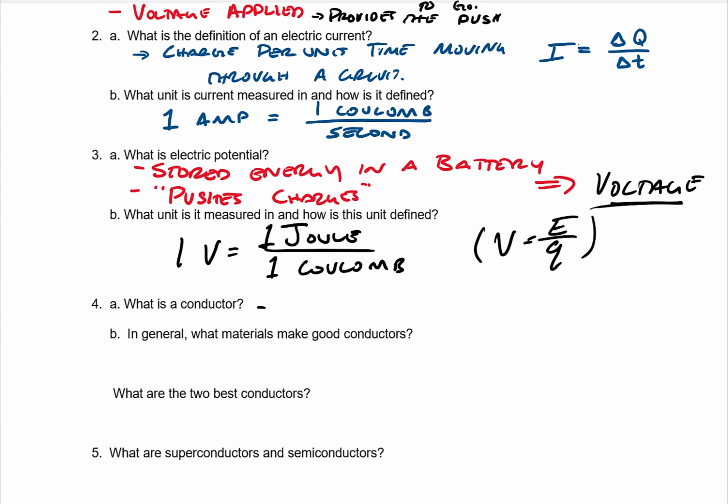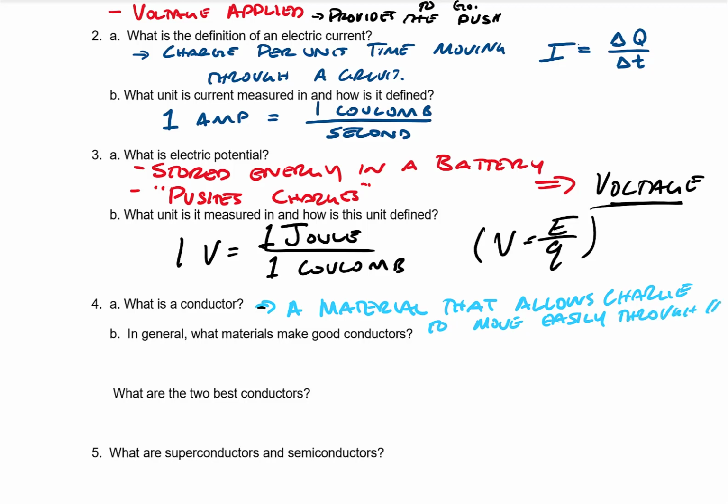A conductor is a material that allows charge to move easily through it. That's what a conductor is. In general, what materials make good conductors? Metals. Metals make really good conductors.